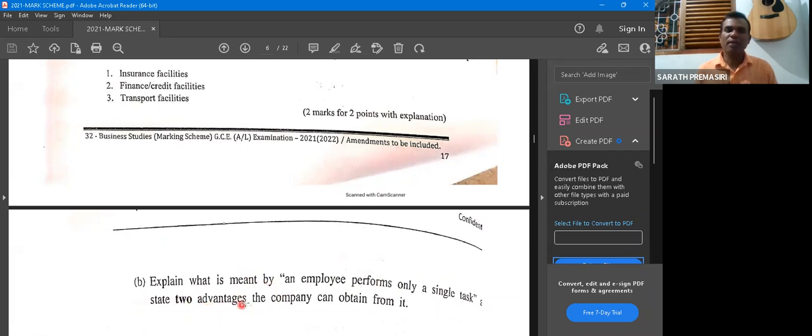What is meant by? State two advantages the company can obtain from it. State two advantages that the company can obtain from it. Yes, just think. I'll give you 2-3 minutes to think of that.